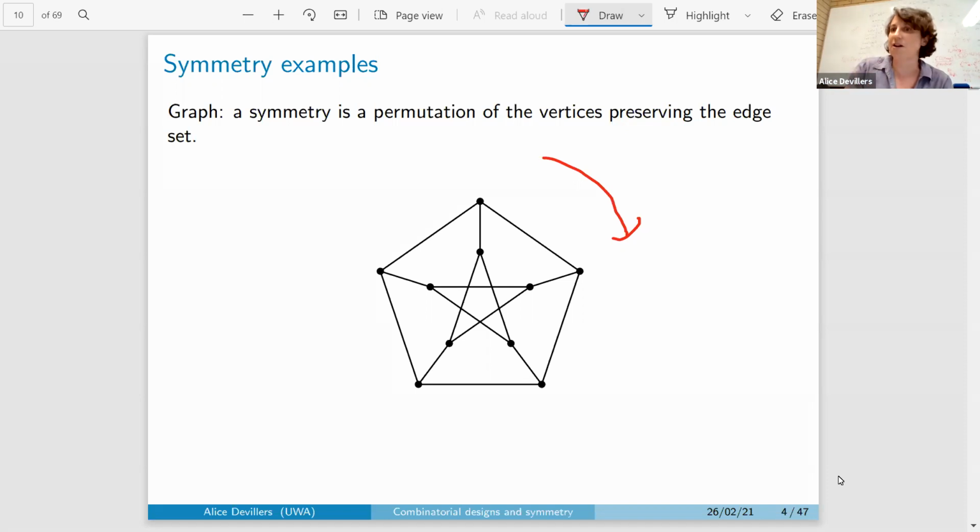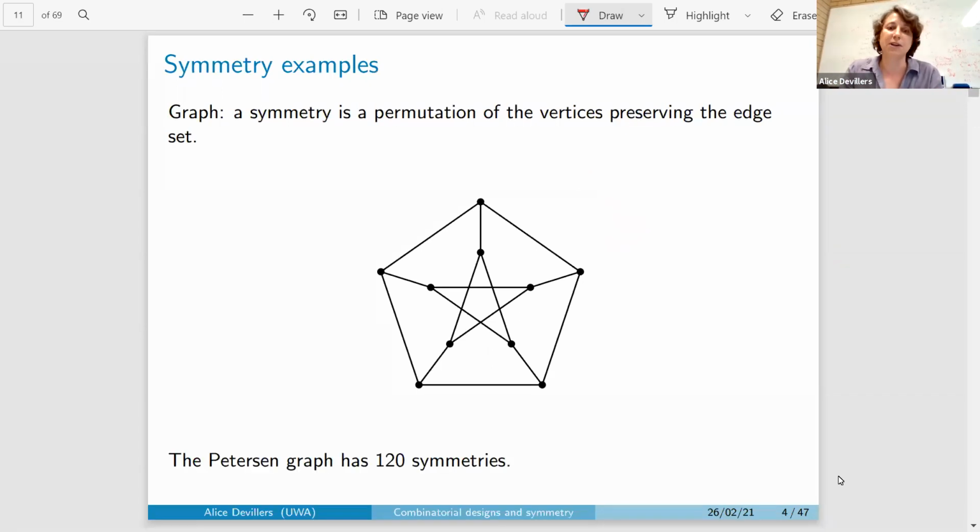But there are way more symmetries than this. My symmetries don't need to be induced by some Euclidean symmetry. It is just a permutation of the 10 vertices that preserves the set of edges. That is all it is. So there are actually 120 symmetries for this particular graph. It's called the Petersen graph. So for each graph, there's going to be an automorphism group that is attached to this graph.